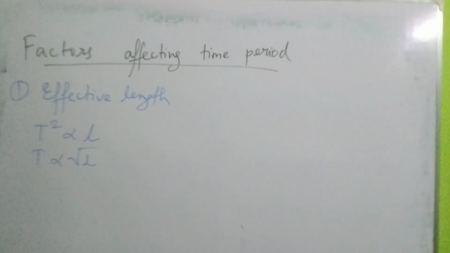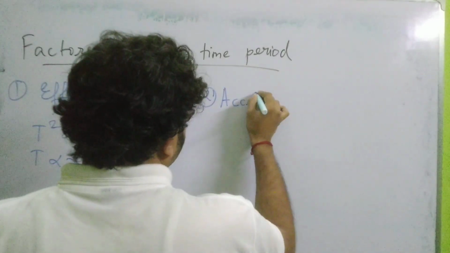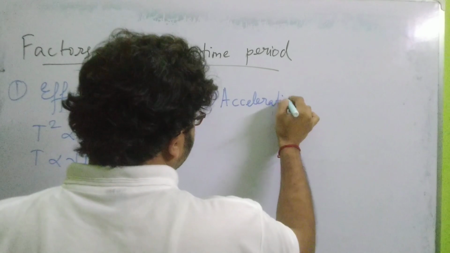Now, can you guess what is the second factor that affects the time period of a simple pendulum? It is the acceleration due to gravity. The second factor is the acceleration due to gravity at that place.